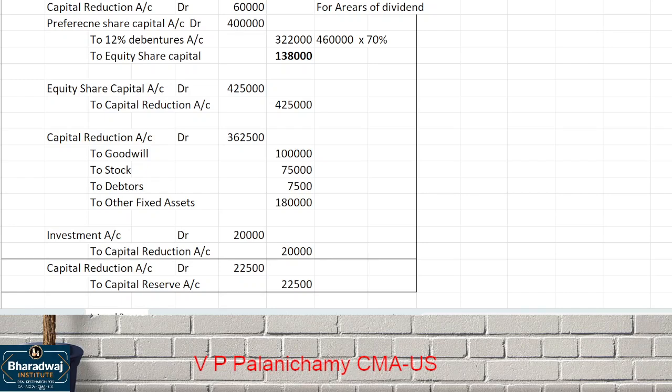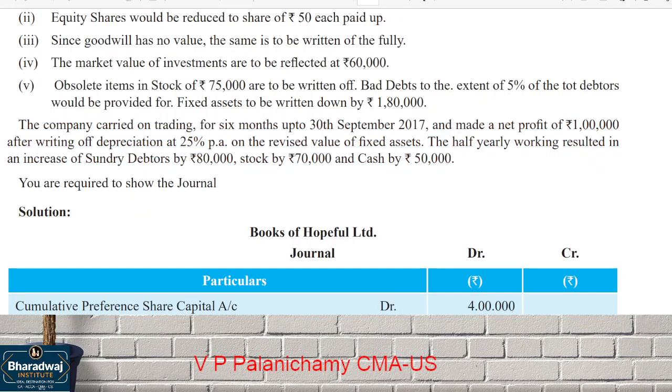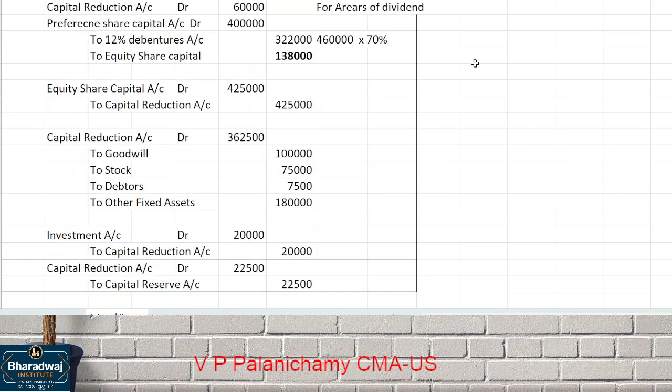How to do it? What do we have to include? Net profit after writing off depreciation, how much? 25% on the revised value of fixed assets is given. Working capital has increased by 80,000. Stock increased by 80,000. Debtors increased by how much? 7,000, and cash by 50,000 is given.